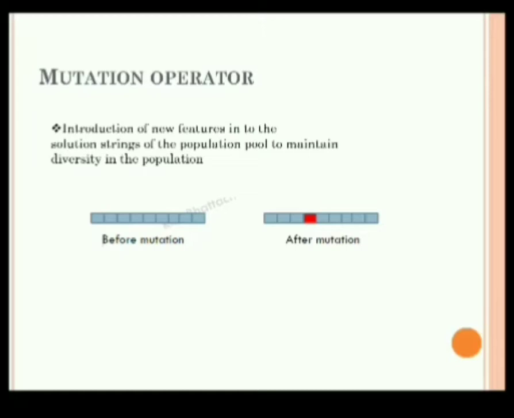So next one is the mutation operator. It is the occasional introduction of a few features into the solution strings of the population pool to maintain diversity in the population. Though crossover has the main responsibility to search for the optimal solution, mutation is also used for this purpose.